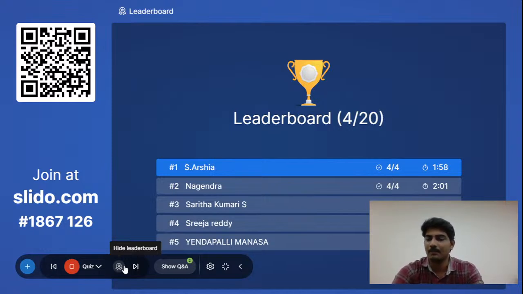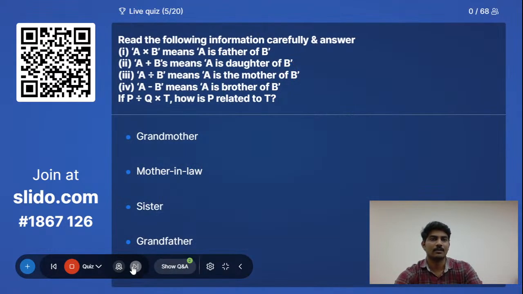Naresh, Nari, and Ramya have given different answers. But the correct option for this one, as you see, is the fourth option. And Vijay Durga has answered correctly. So let's see the next question, that is the fifth question.